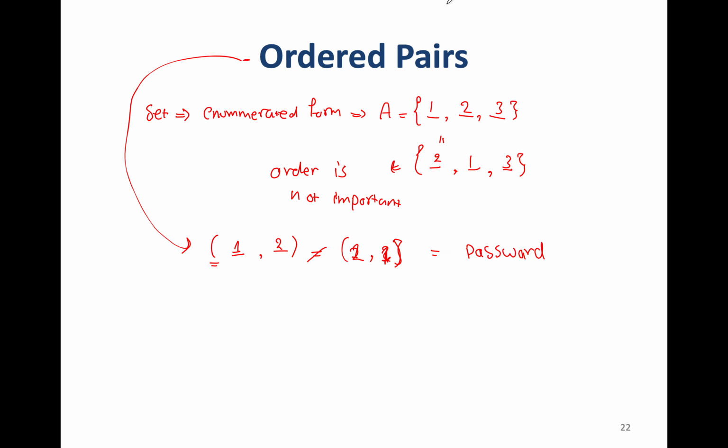So for a pair, we know that they are 2. But for n-tuples, if we got 3-tuples, then my ordered pair will look like (a, b, c). And it can be more than 3. So it might be (x1, x2, until xn), based on the number of tuples we've got here.